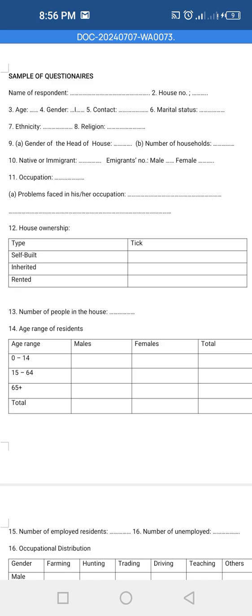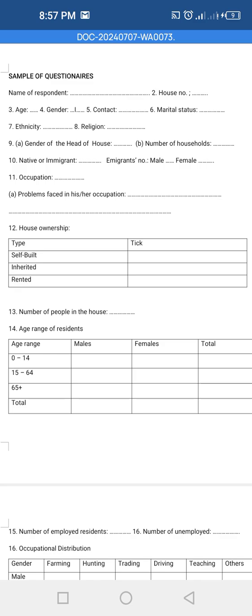The gender of the head of house, if it's a male or a female. The number of households. The number of households here indicates the number of nuclear families within the same house. The house could be a compound house with about three families living inside, meaning each family has their own children and wife living in the house in a separate room. You find out the number of households, the native or immigrants, and if the person is an immigrant, you get the number of immigrants there, and you get a number of males and females.